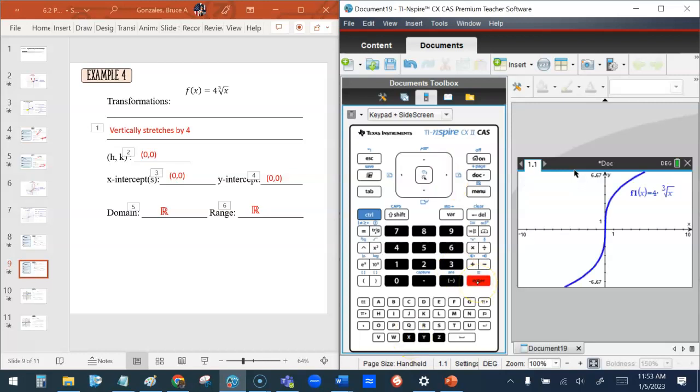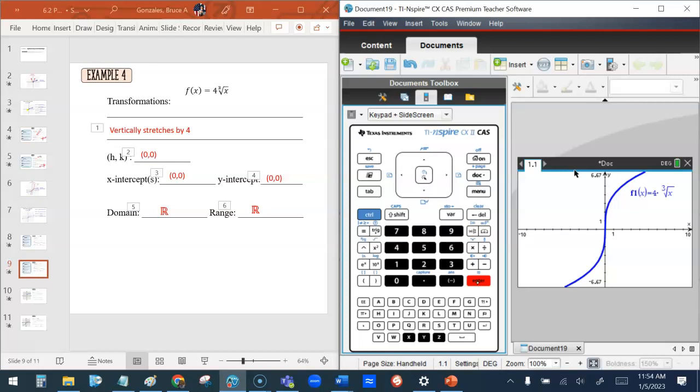Looks like that. Does everyone agree? My x-intercept is at the origin. My y-intercept is also at the origin. And like I told you earlier, cube roots go forever left, forever right. So your domain and range are going to be the weird R, all real numbers. That should make sense, because it doesn't stop anywhere. If it doesn't stop, it has to be all real numbers. Okay?